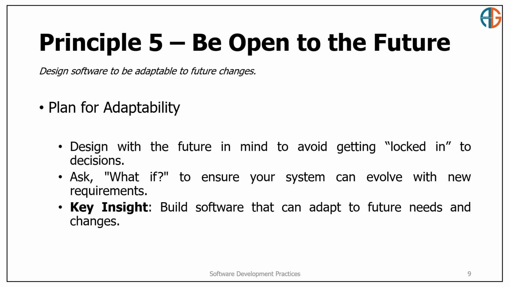Let us take online shopping websites like Amazon. They need to scale quickly during peak times like Black Friday. Their architecture is designed in such a way that they can add more servers and resources as needed. This scalability and flexibility keep them prepared for the future.